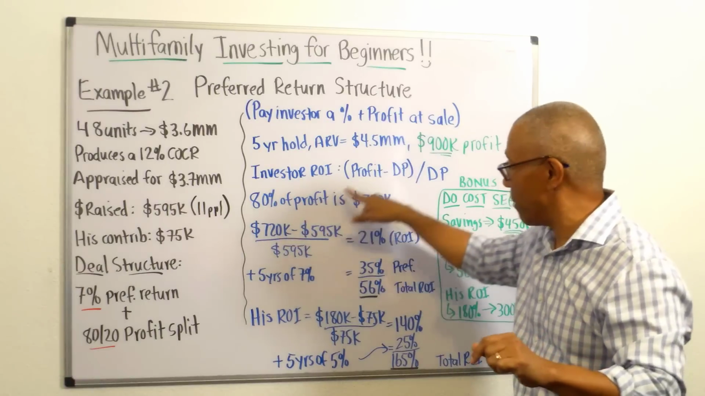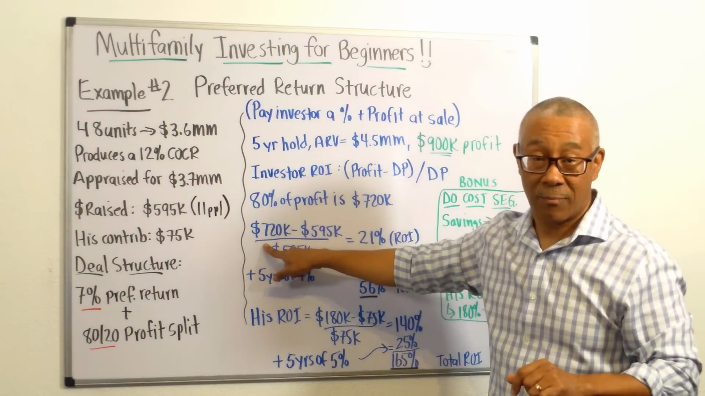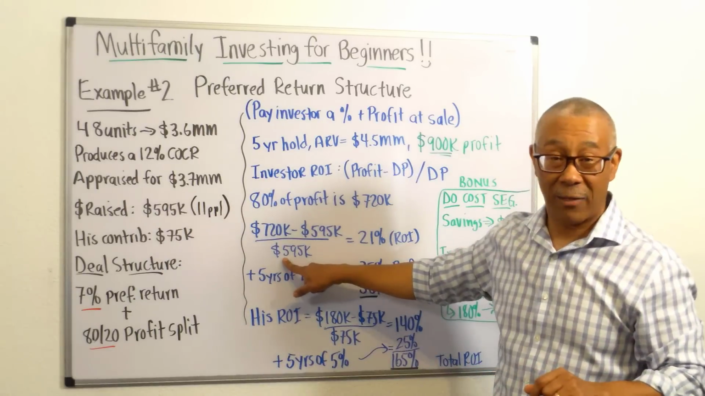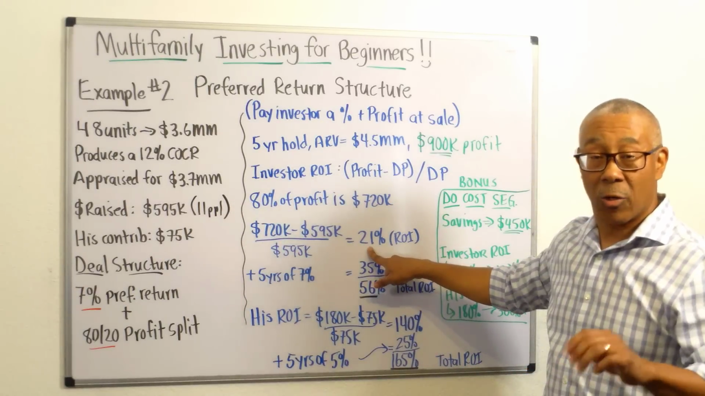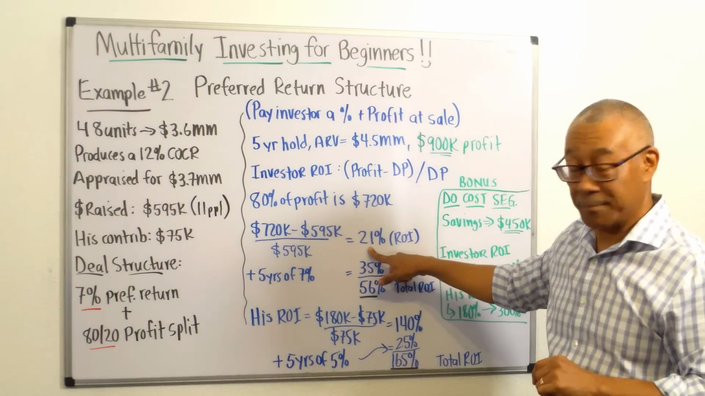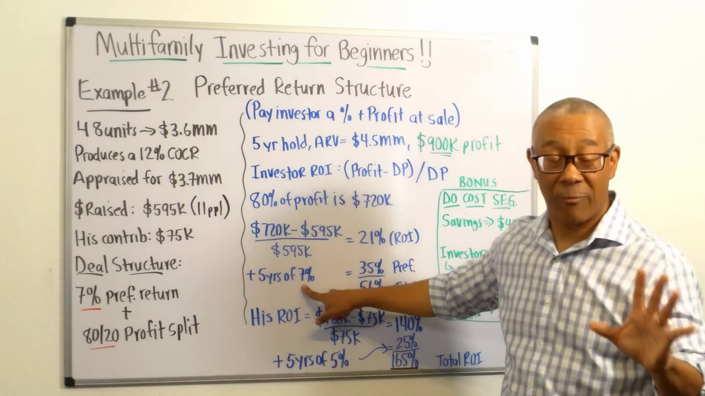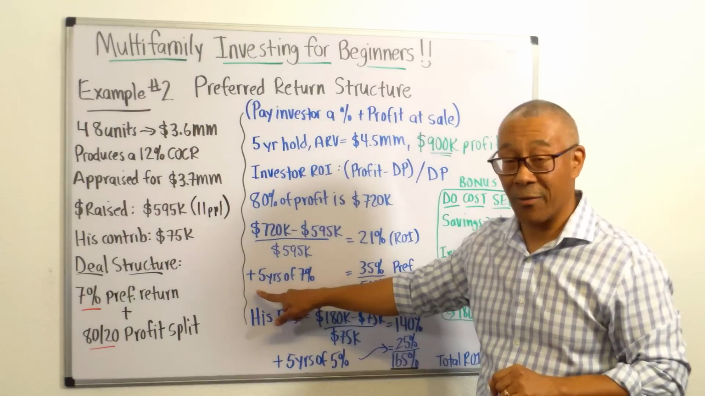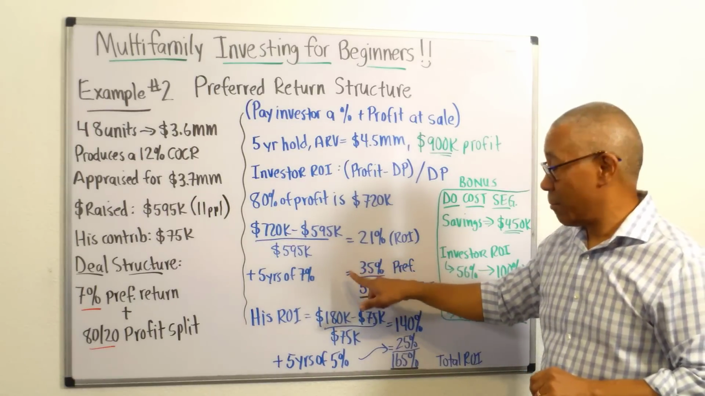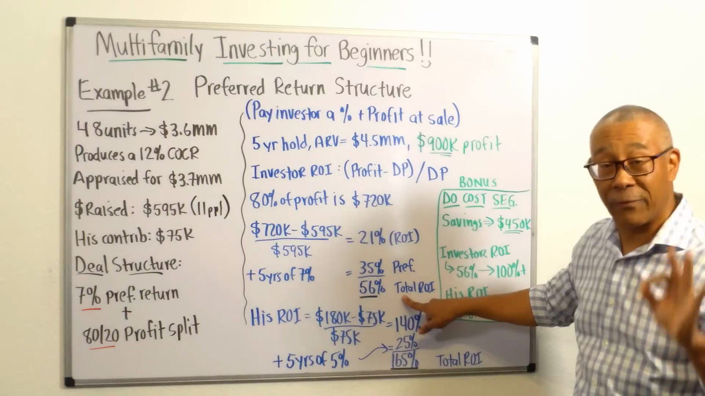So here's the math, okay? Profit minus down payment divided by down payment. So $720,000 minus the down payment, which is $595,000, divided by $595,000. That equals 21%. So based upon a sale of the property, the investors are making a 21% return. Okay. Don't forget, they're also getting 7% over the 5 years. So 5 times 7, 35%. They're making an extra 35%. So 21 plus 35 is 56%. So the investors are making a total ROI of 56%.